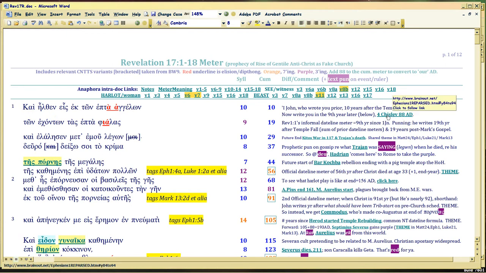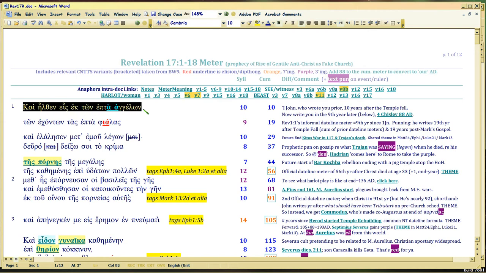It might not be 4 Kislev, because I don't have the precision of knowing what day, but it's still the same year because of this. Okay? Now, the seventh angel came up to me, basically. All right? One of them having the seven vials, from among the ones that had the seven vials.